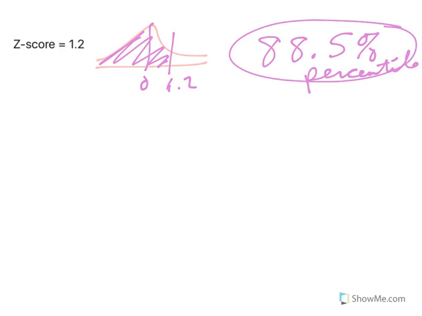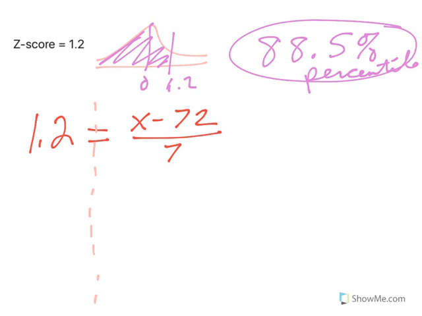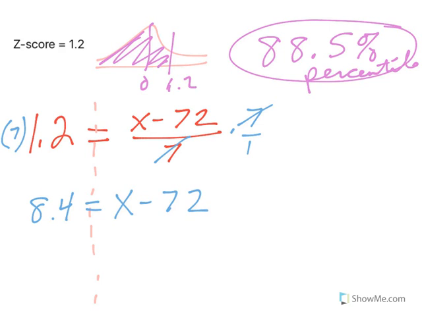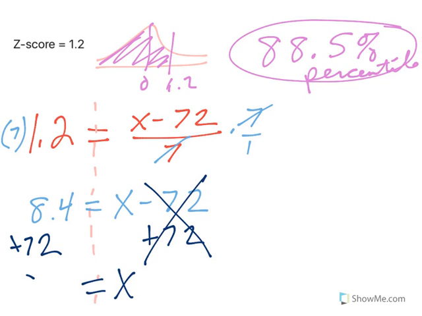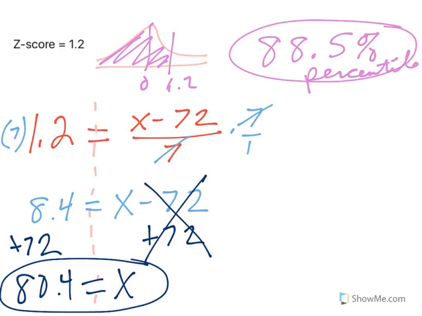Okay, so again, to find the value, we've got to do a little bit more work. Z-score equals value minus mean divided by my standard deviation. Equal sign splits it in half. So, again, I multiply both sides by 7 because it'll cancel out on the left. And I am left with 8.4 equals x minus 72. Well, add 72 to both sides to get rid of the minus 72. Minus 72 plus 72 is 0, and I am left with 80.4. It already comes out nicely to 1 decimal, so I'm golden.